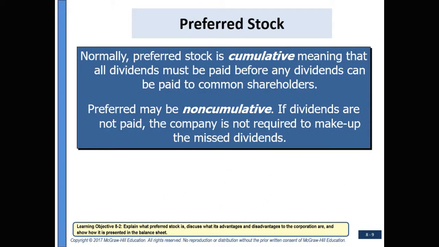Normally, preferred stock is cumulative, meaning that all dividends must be paid before any dividends can be paid to the common shareholders. Sometimes it is non-cumulative, so you need to see what it tells you on the nature of the stock. Is it cumulative or non-cumulative? If dividends are not paid on non-cumulative stock, the company is not required to make up missed dividend payments.